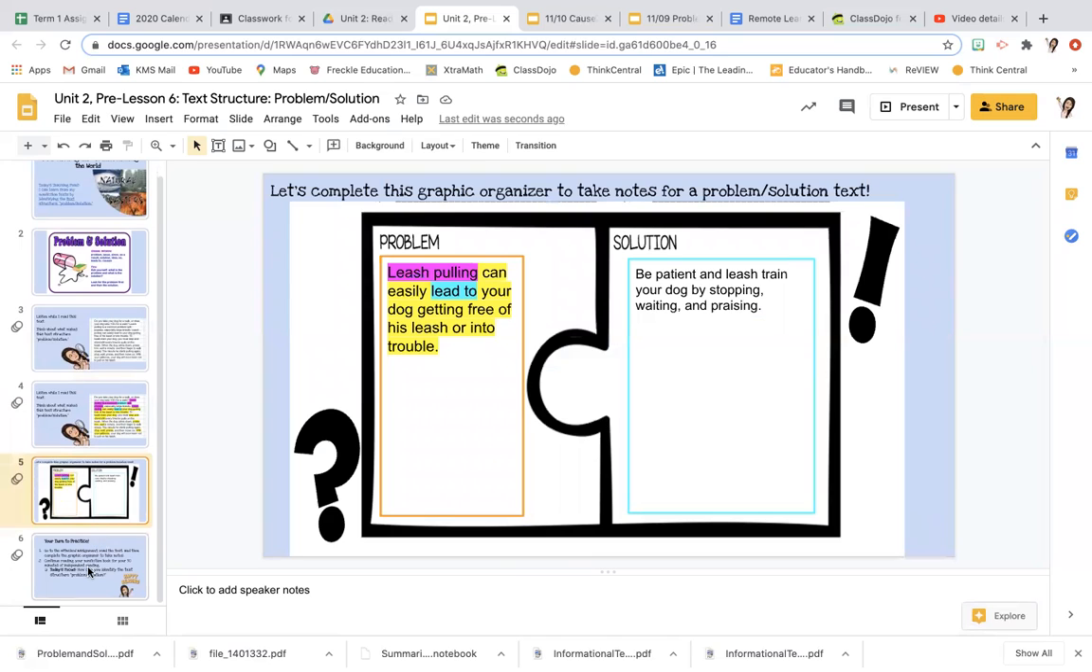All right, so that's how we take notes for problem solution. You present the problem and you give solutions. And sometimes it depends on the text. It might give more than one problem, so I would put another one here if I had to, or it might have more than one solution, so I would list those as well. And in this case, there was really just one of each, but depending on the text that you're reading, there could be more than one of these.